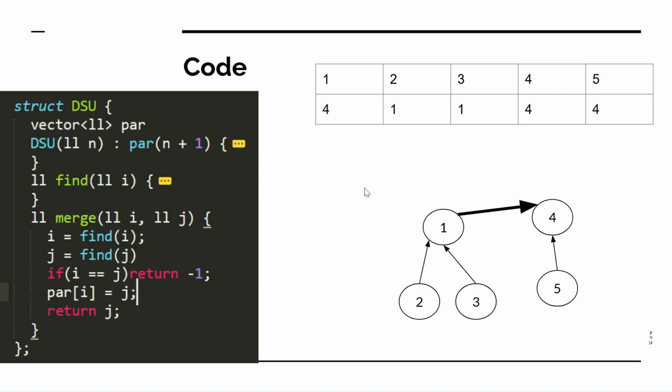So this is the merge function, we are merging these two trees. So now finally, the root node is going to be 4. So we are returning this final root node, that is 4.